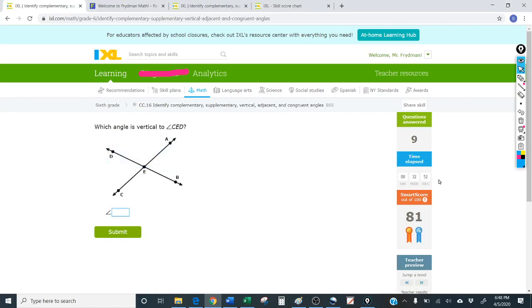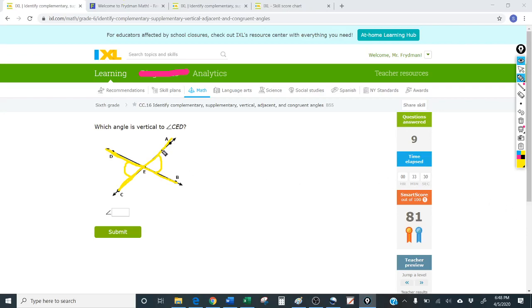Which angle is vertical to CED? Okay, so this is the same thing that we've been doing, but you have to type in the answer now. So angle CED, if I start from C and then go to E and then go to D, which angle is vertical to it? That means I have to take this line and extend it this way, and take this line and extend it this way, so I can see this angle is vertical to this angle, which also means that they're equal to each other, but I don't really have to know that now.